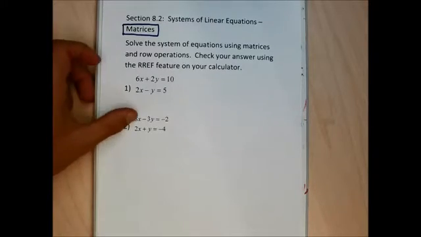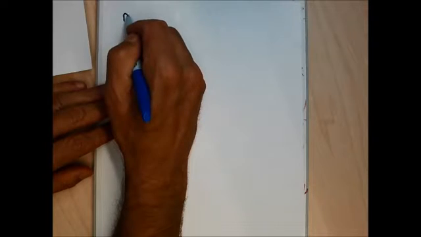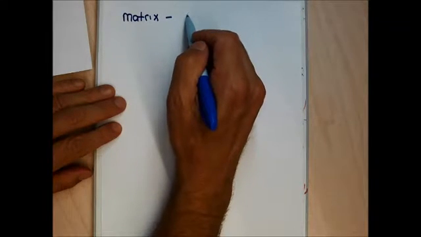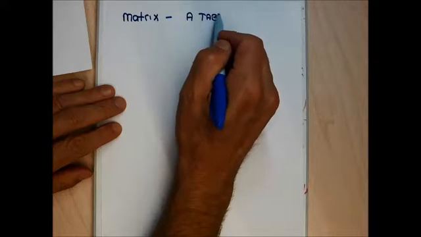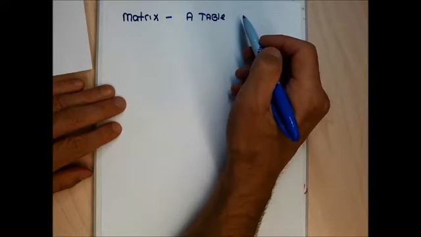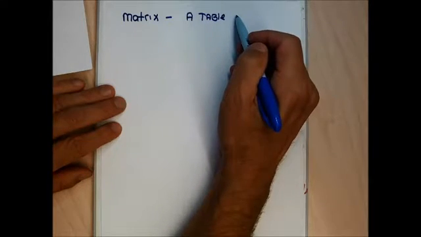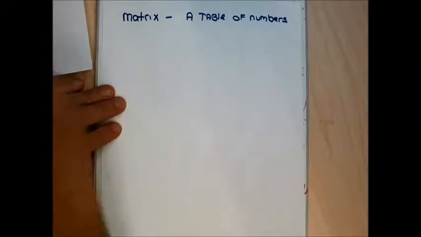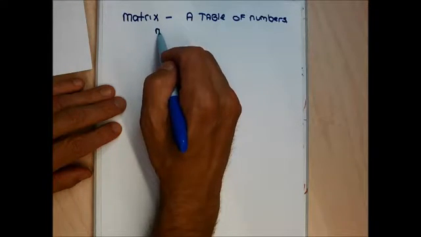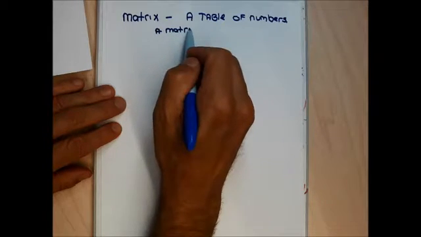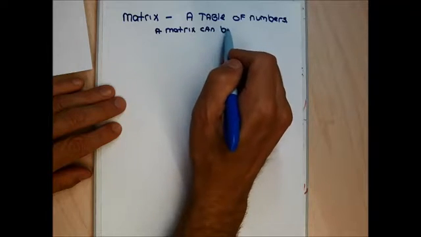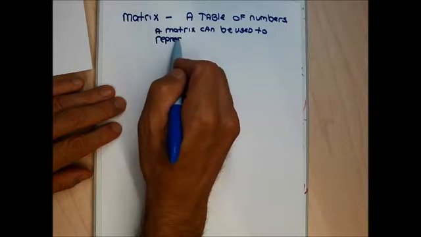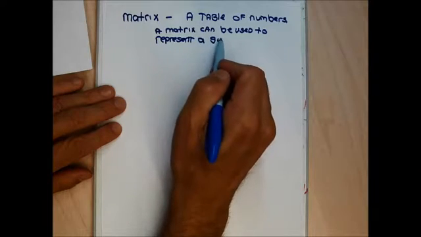I should probably lecture for just a brief minute on what a matrix, or the plural, matrices, is. A matrix is essentially just a table. For our purposes, it's going to be a table of numbers. It doesn't have to be numbers. It could have letters. It could have anything in the table. And a matrix can be used to represent a system of linear equations.